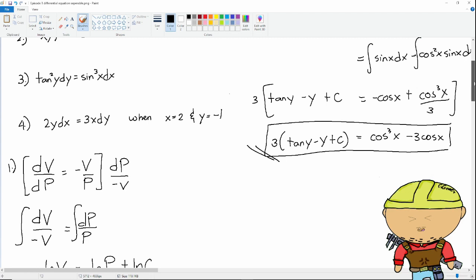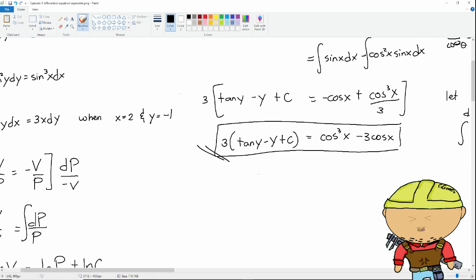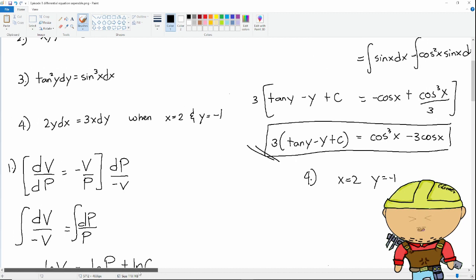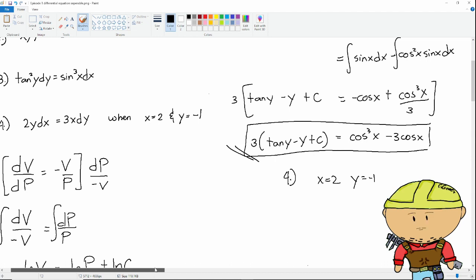Okay. For number 4, what we have is what we call an IVP. Let's write number 4. x is equal to 2, y is equal to negative 1. So these two conditions are what you call an IVP, or initial value problem. We usually get them in order to turn our general solution into a particular solution.